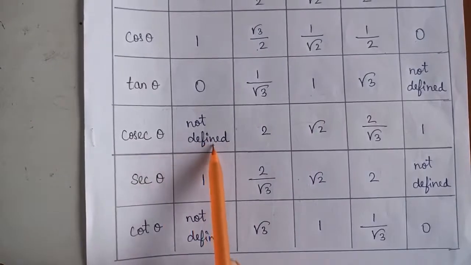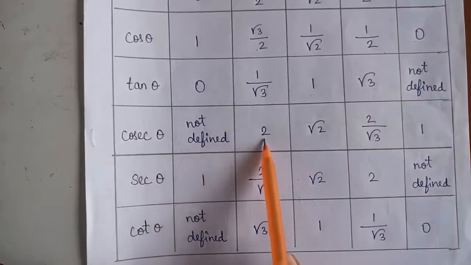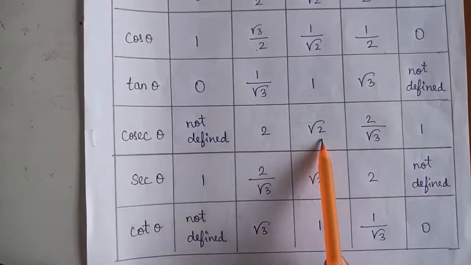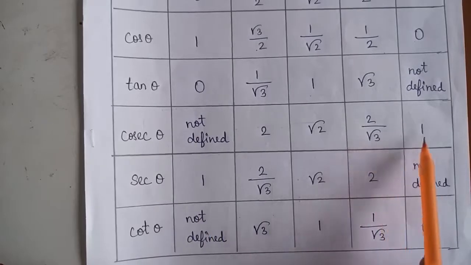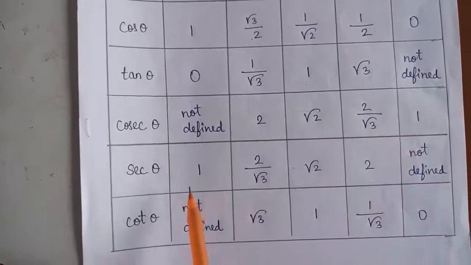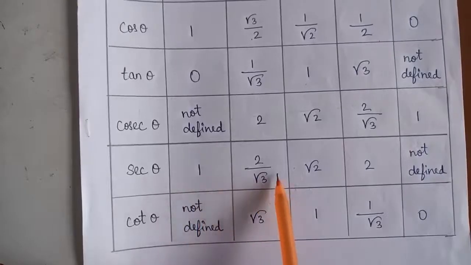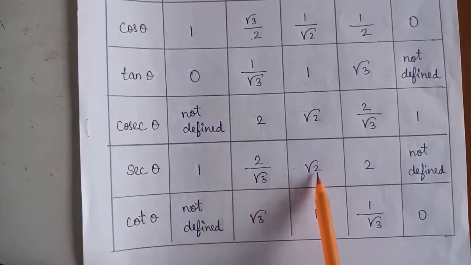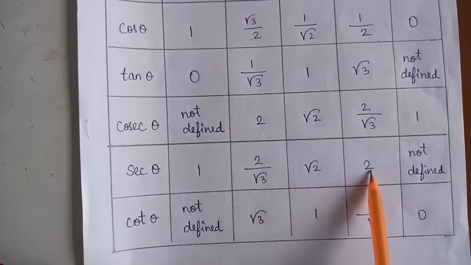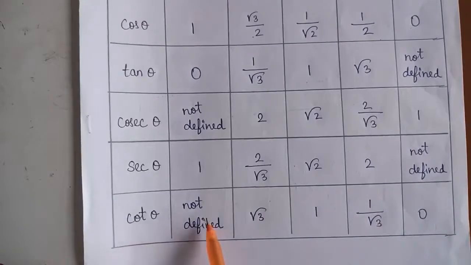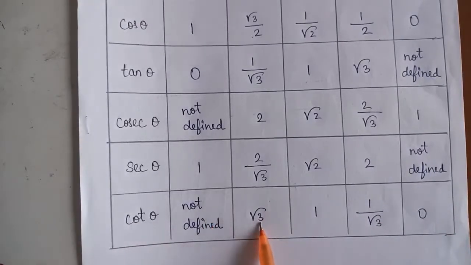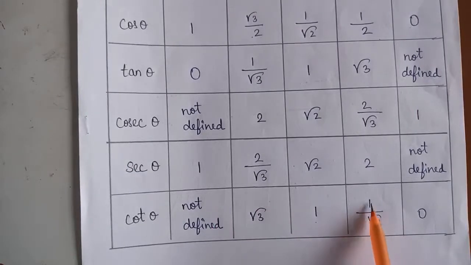Cosecant 0 degree is not defined. Cosecant 30 degree is 2, cosecant 45 degree is root 2, cosecant 60 degree is 2 by root 3, and cosecant 90 degree is 1. Secant 0 degree is 1, secant 30 degree is 2 by root 3, secant 45 degree is root 2, secant 60 degree is 2, and secant 90 degree is not defined. Cot 0 degree is not defined. Cot 30 degree is root 3, cot 45 degree is 1, cot 60 degree is 1 by root 3, and cot 90 degree is 0.